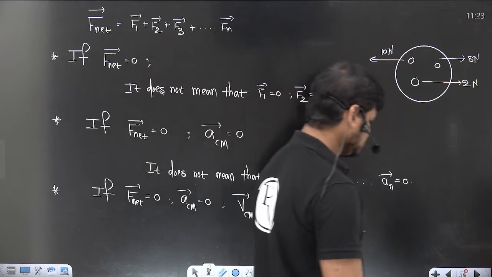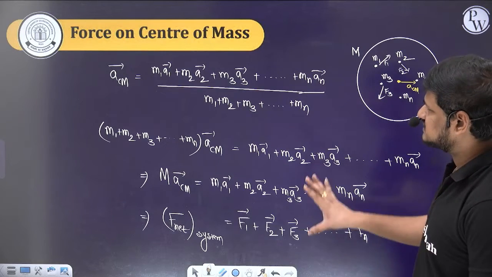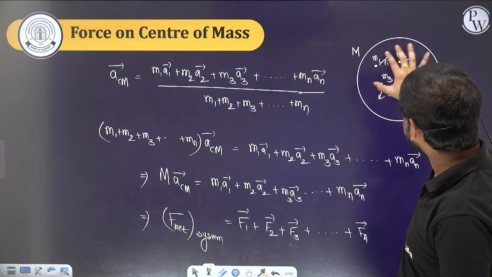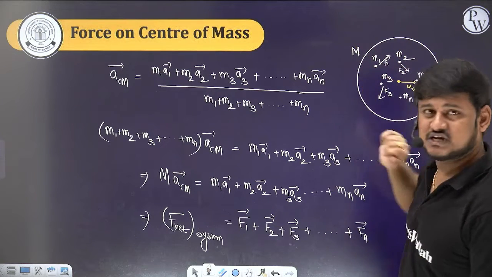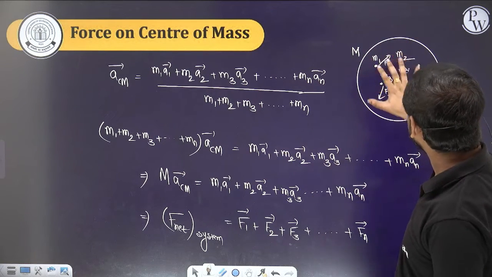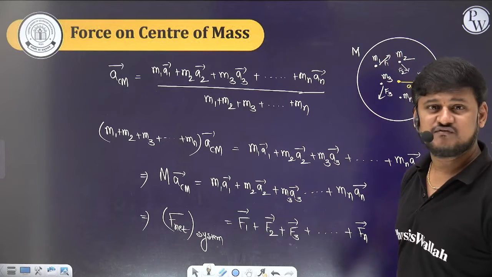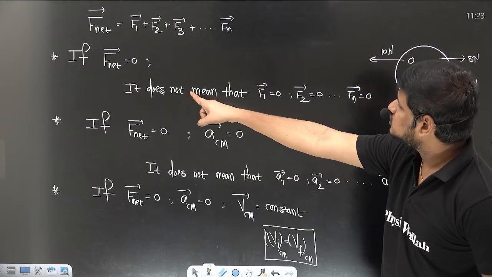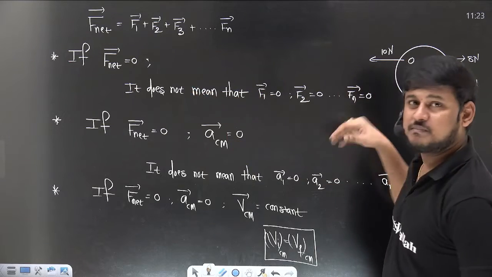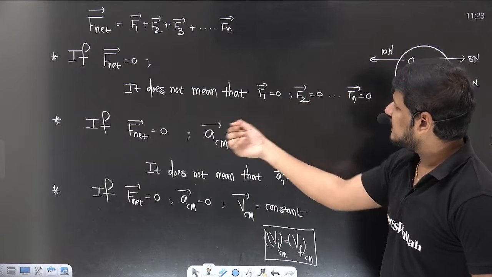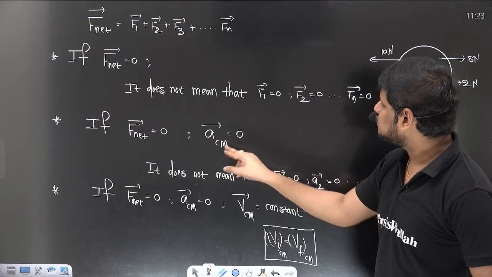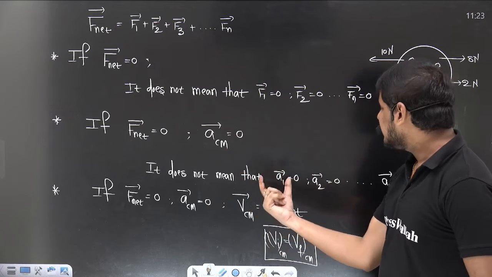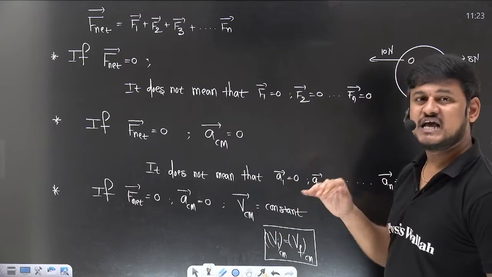Chalo. So note this point. Let me explain once again. This is a whole system. It consists of some masses. The whole system mass is capital M. You are applying some external force, the F net. And there are some internal forces that are acting, F1, F2, F3 like that. If the net force acting on the body is 0, the individual forces acting on the particles may not be equal to 0. And if the net force acting on the body is 0, that means the acceleration of the whole system's center of mass is 0. But it does not mean that the individual particles' acceleration is also 0.